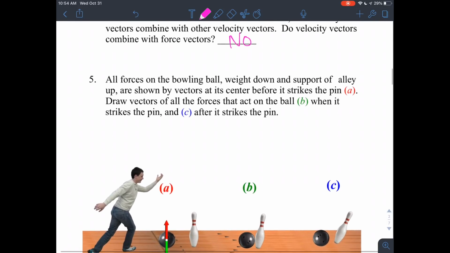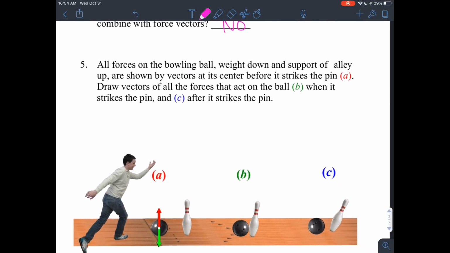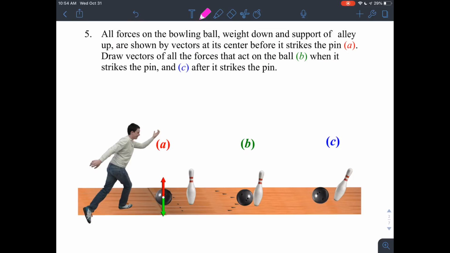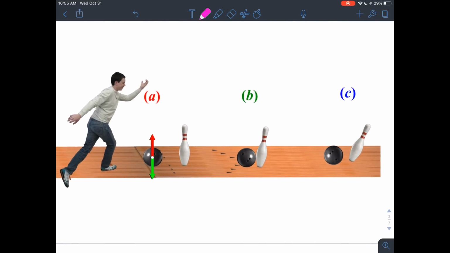All forces on the bowling ball, weight down and support of the alley up, are shown by vectors at its center before it strikes the pin. So we're going to draw the vectors for all the forces on the ball, and then when it strikes the pin and after it strikes the pin. So when it's striking the pin, we definitely still have our weight pulling down. We definitely have our alley pushing up.